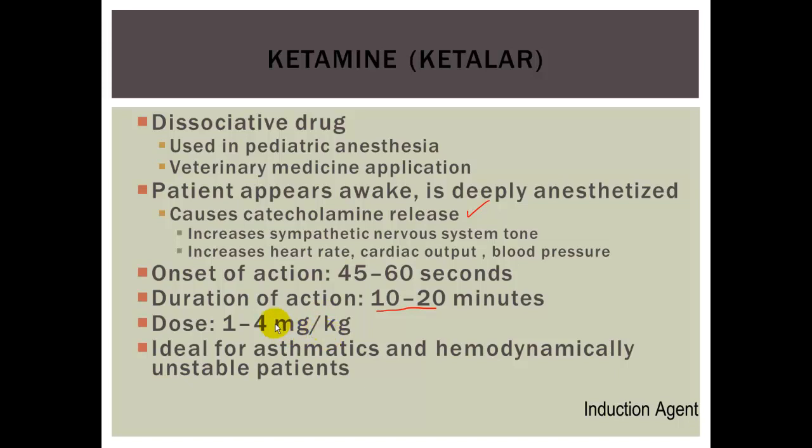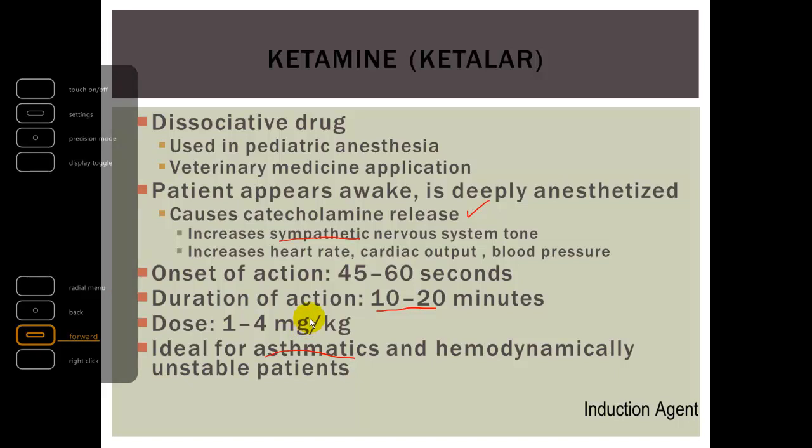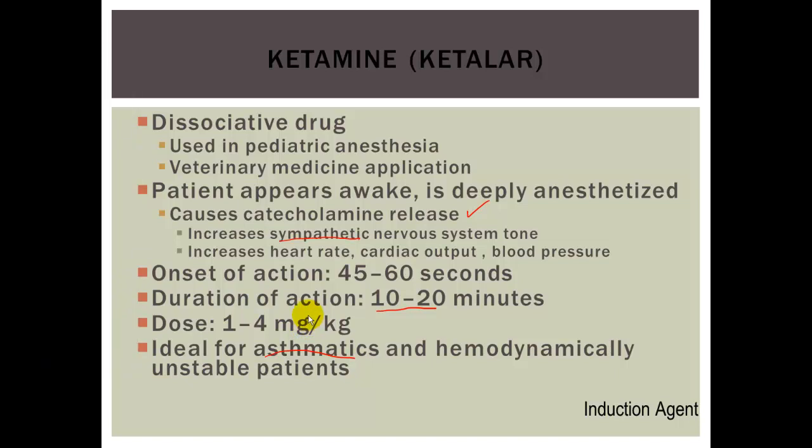Most of the time I've seen dosings at 2 milligrams per kilogram, but you can extend that up to 4 milligrams per kilogram. It's ideal for asthmatics and hemodynamically unstable patients, because we give them a little bit of increase in sympathetic tone, and that increases our cardiac output and causes bronchial dilation.